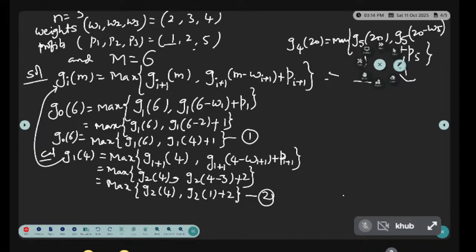Note down this one. This is the value of G1 of 4. And here also we don't know G2 of 4 and G2 of 1. Try to calculate G2 of 1.